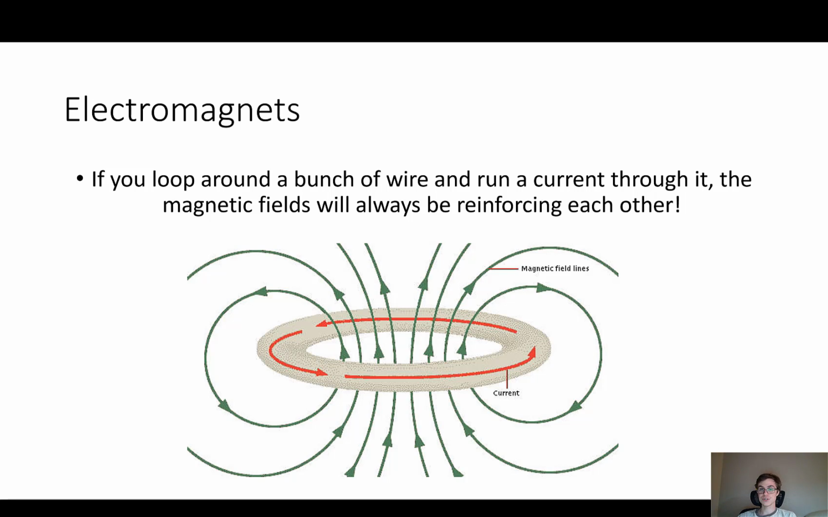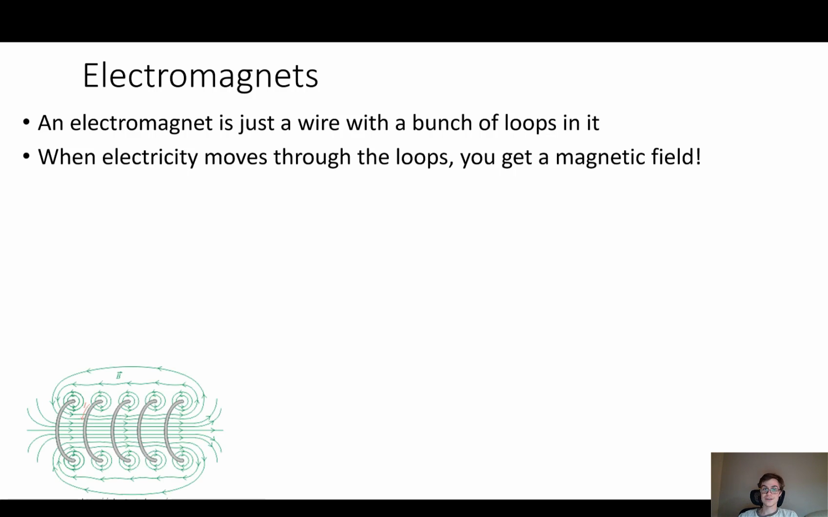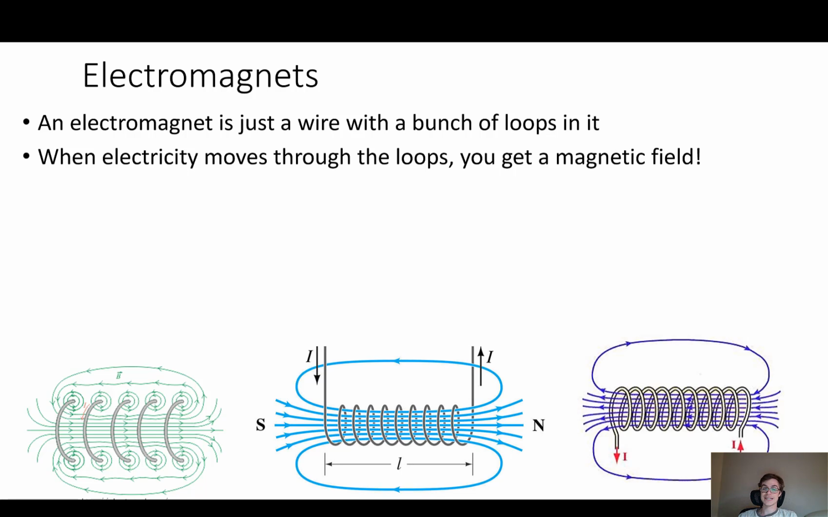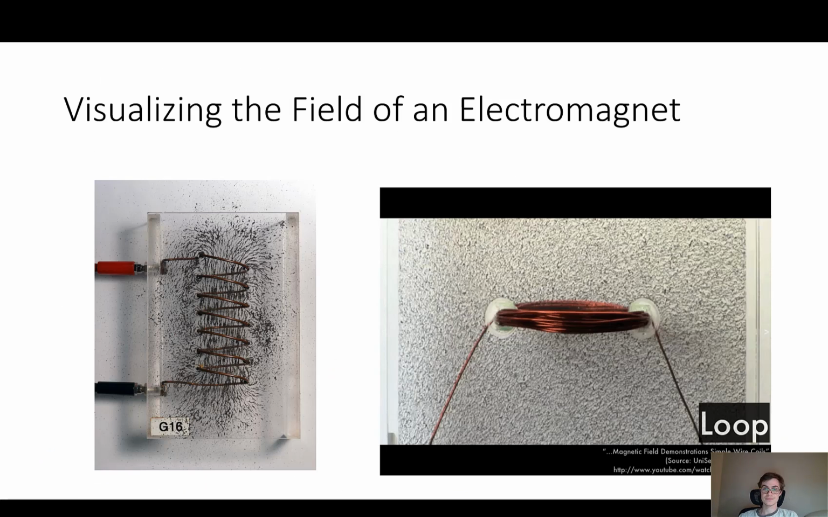The magnetic fields created by the current will reinforce each other in the middle, and so it gets very strong. So an electromagnet is just a wire with a bunch of loops. When the electricity moves through the loops, you get the magnetic field. These are all different examples of magnetic fields inside electromagnets. Now, if you have more loops, you get a stronger field. And if you have a stronger current, you have a stronger field too. You can put in a metal core, and that will make these electromagnets even stronger. So virtually every electromagnet used in the modern world has a piece of iron put in the middle.